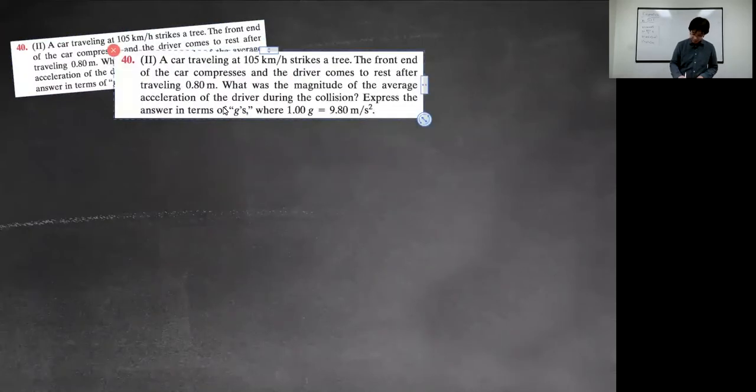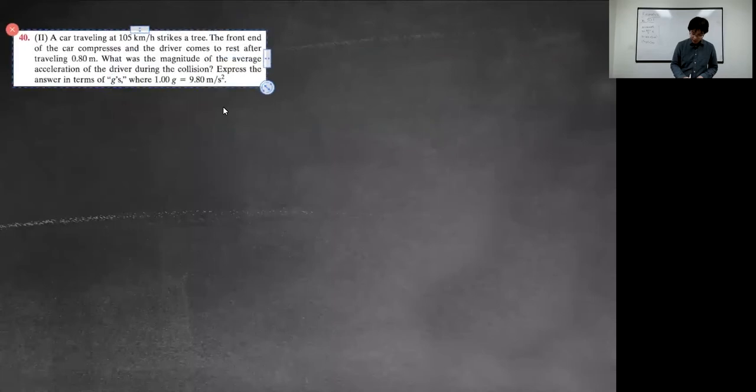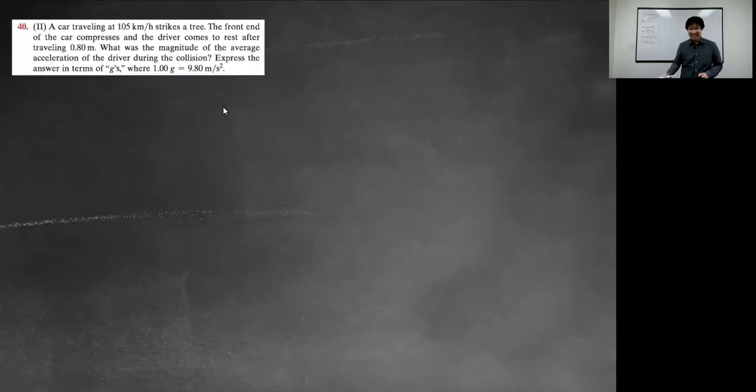So what's the magnitude of the average acceleration of the driver during this collision? Express the answer in terms of how many G's, right? That's also a common way to express things, right? So let's make this a little bit less cool. We'll put that in a nice orientation.